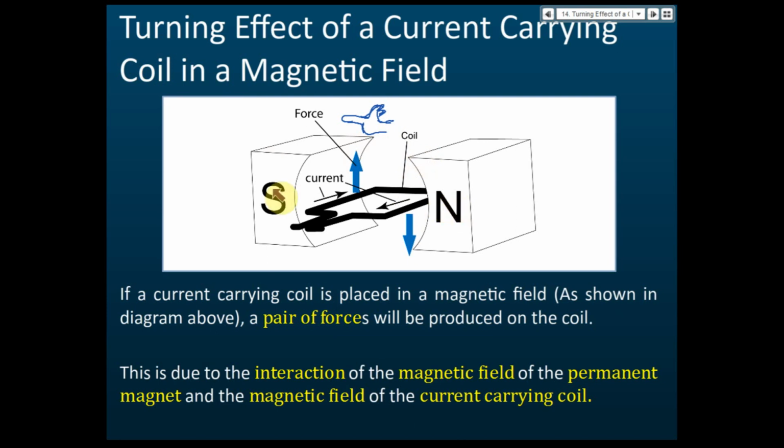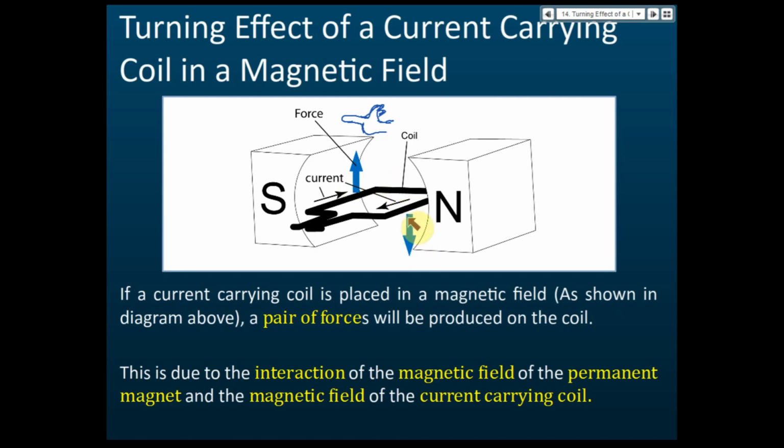So the field is from north to south, and then the current moves in. So the thumb points upward. It means that there's a force that pushes this wire upwards. When the current flows here and then comes out, the direction of the current changes. If you use Fleming's left-hand rule, you will find that the force will act downwards. So at the left-hand side, the force moves upward, and at the right-hand side, the force moves downwards.